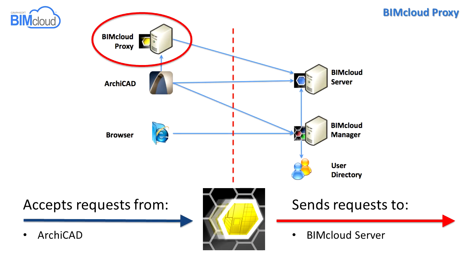BIMcloud Proxy. If multiple ArchiCAD clients are working from the same location while the project is hosted on a remote BIMcloud server, the same data must be downloaded multiple times, once for each client. This redundancy increases server load and reduces available bandwidth. The BIMcloud proxy component optimizes data transfer between the ArchiCAD clients and a BIMcloud server by caching the data on the client side. Once an ArchiCAD client downloads a part of the project, the data will be cached locally.